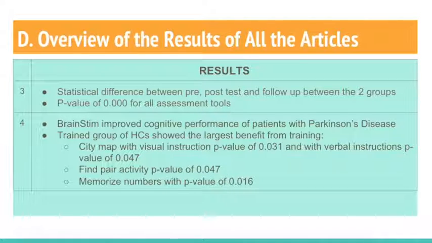For the last article, the results showed that training with BrainStim improved cognitive performance of patients with Parkinson's disease, and the effects in some cognitive domains were visible after 3 months. Among the groups, the trained group of HCs showed the largest benefit from training. The continuous adaptation of the level of difficulty to participants' performance acts on both motivation and reward for success. The findings not only strengthen cognitive functions, but also support self-efficacy and emotional well-being.